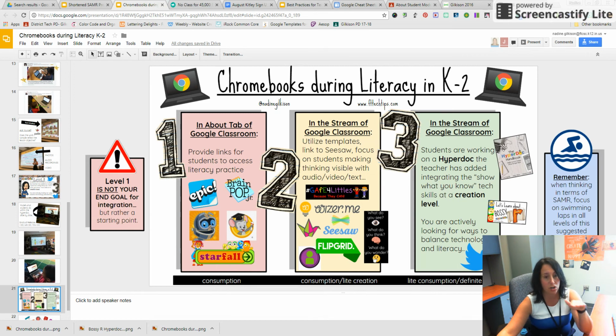Now notice this training was not about what hyperdocs are and so on. That's a whole different training that I do in our district. Over here off to the side, we've already done a lot of PD on the SAMR model. And I want to remind teachers that when you're thinking in terms of SAMR, focus on swimming laps rather than just living in one of the levels. So there's nothing wrong with saying that you use level 1, level 2, and level 3. If I stayed in level 3 all the time and I hyperdocked my kids to death, they would not like it. Too much of a good thing is going to drive them crazy. So you do want to have a balance and a mix of what it is that you're doing.